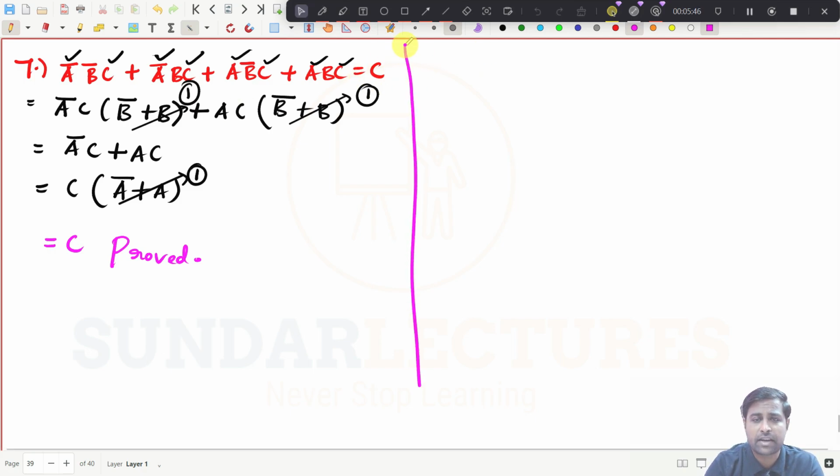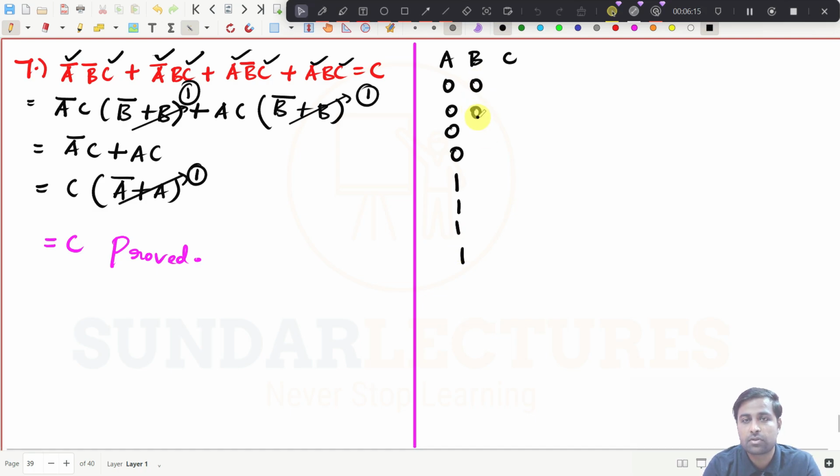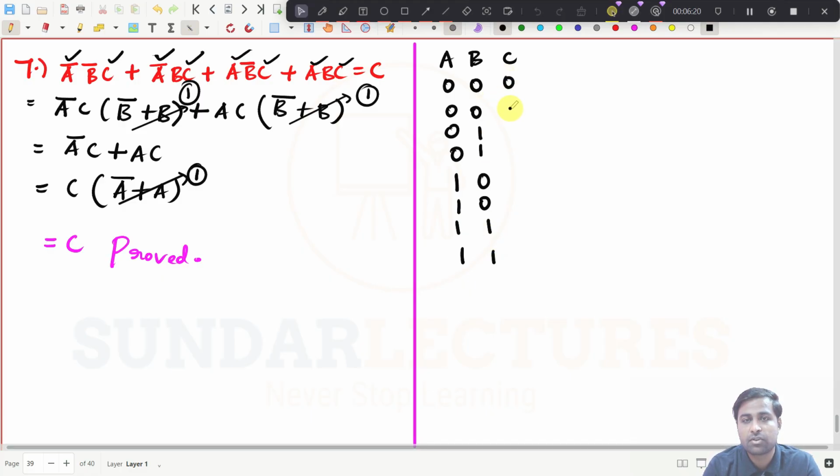Maybe you see here, for example, I will give you a tip. What is the real meaning of these simplifications? For example, this is a 3 variable function, where A, B, C are there. So you will have A, B, and then C. If it is 3 variables, then obviously you will have 8 combinations. So 0, 0, 0, 0, and then 1, 1, 1, 1, and 0, 0, 1, 1, 0, 0, 1, 1, and 0, 1, 0, 1, 0, 1, 0, 1.